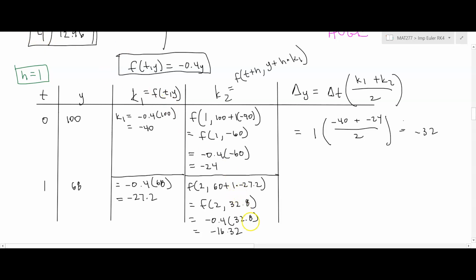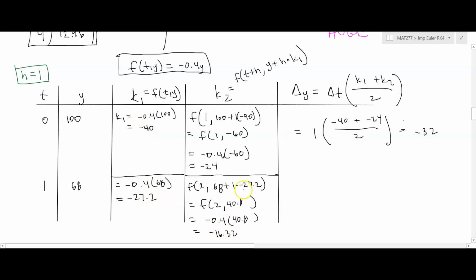I caught myself with a minor mistake here. I wrote 60, but it should be 68, which changes this value here. That last one should be okay, actually. So this should be 68, which gives us 40.8, and negative 0.4 of 40.8 comes out to negative 16.32. So really we're showing this process to see that this formula only requires the information on that one line in order to come up with what the slope is.